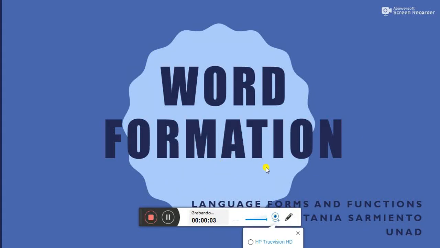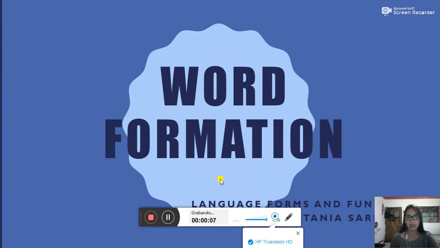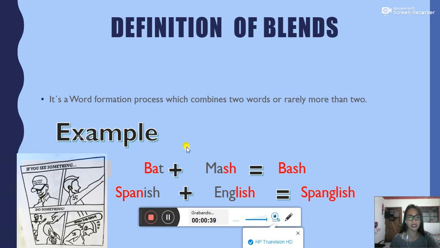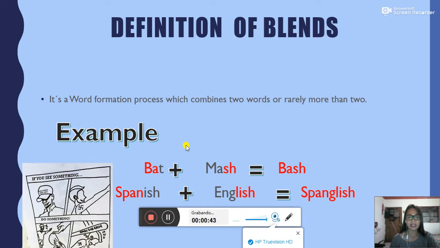The topic is word formation, and I chose the word formation blends in this case. It is a word formation process which combines two words, or rarely more than two. For example, bat plus mash results in the word formation bash. It always uses the first part of the first word combined with the second part of the second word. Another example is Spanish plus English, resulting in the word formation Spanglish.